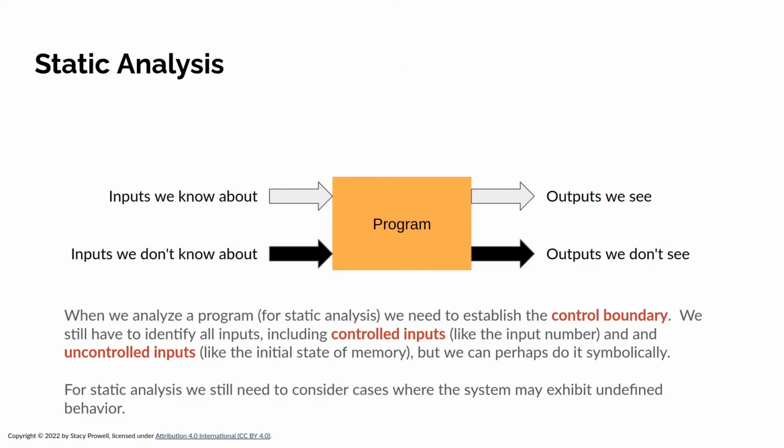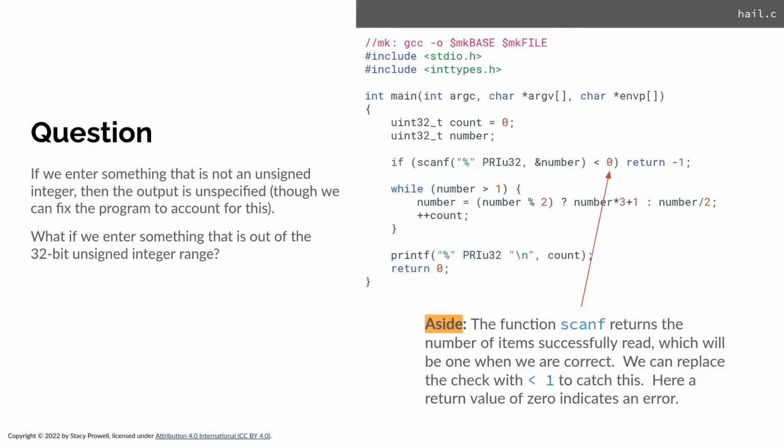For static analysis, the same thing is true. You have to establish a control boundary around the program, specify the things we can control and the things we can't control, accept the things we can't control, and what we can see and what we can't see. And we have to consider all those cases. So I have to consider the full set of cases of behavior of the program.